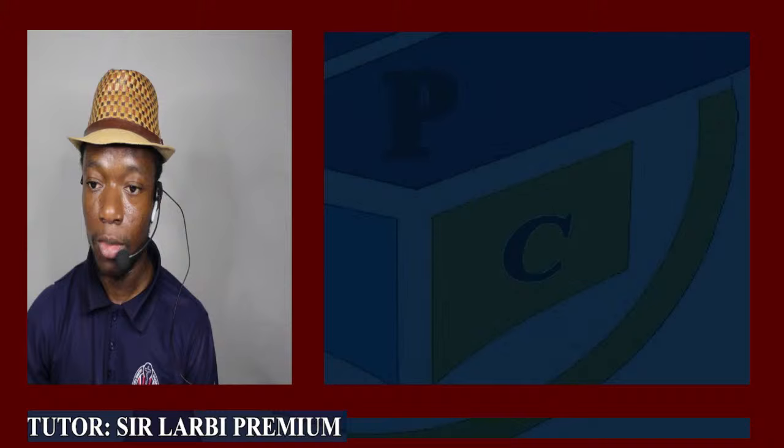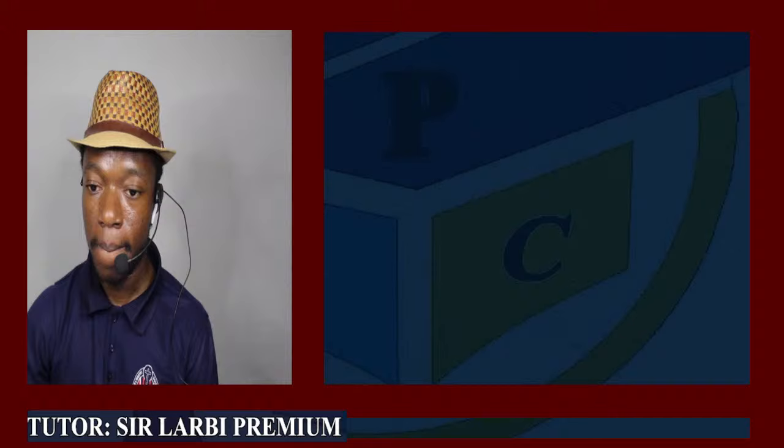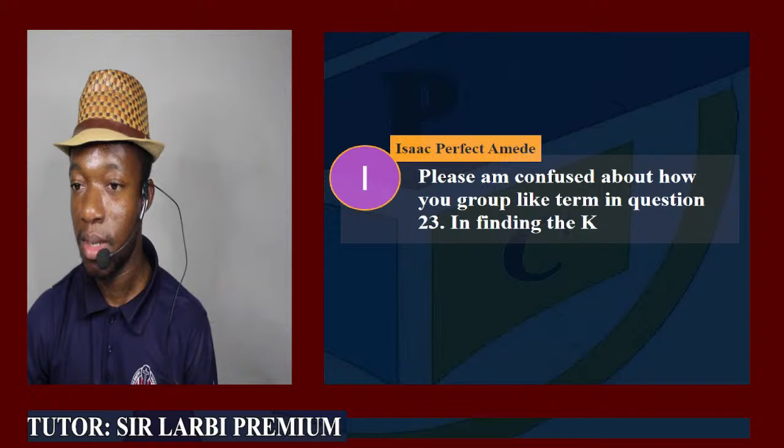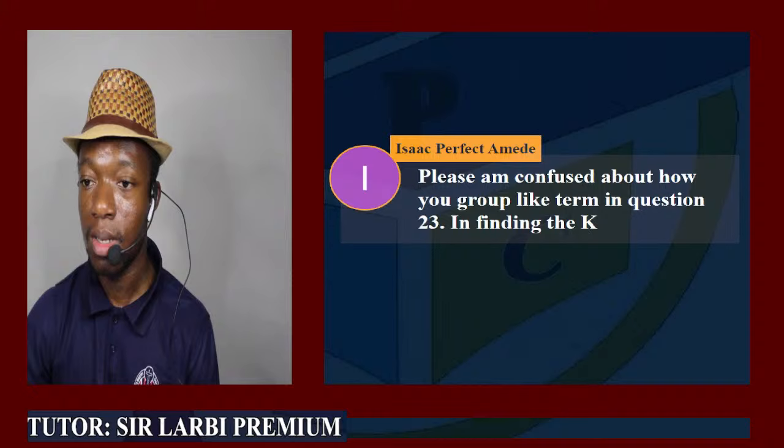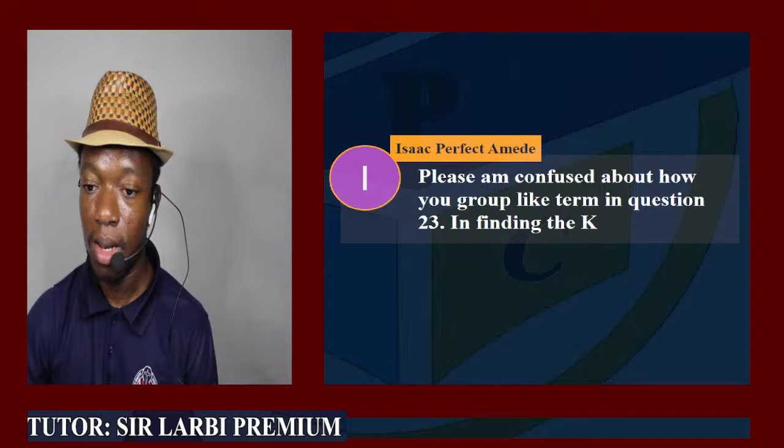Let's see what we have here. Isaac is saying, "Please, I'm confused about how you got there. Group like terms in question 23 in finding k." Okay, I'll attend to that.